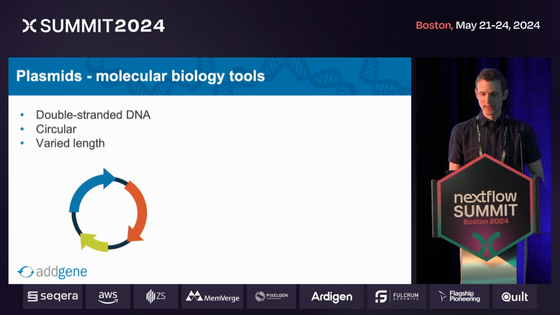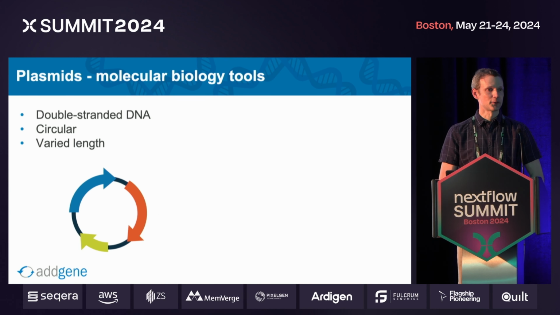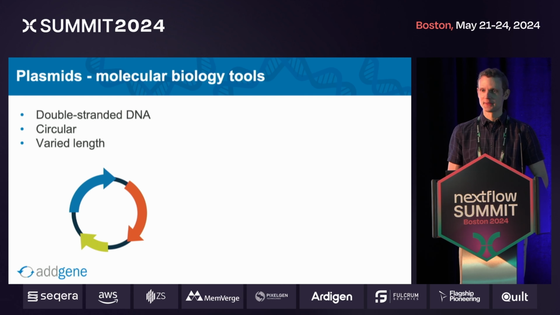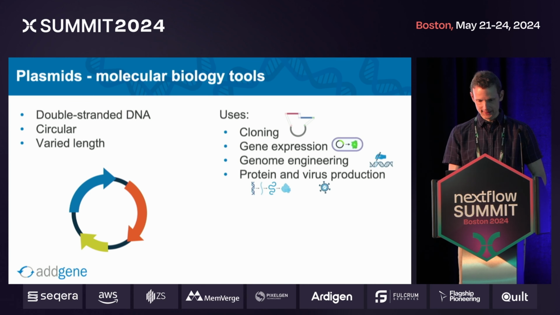So plasmids are just a really common tool in life sciences. They're double-stranded DNA sequences in a circular structure, and they're easily copied in bacteria. So really quick and easy to use in the lab. They range in size from a few thousand to tens of thousands of DNA bases, and they can contain repeated sequences or motifs in those sequences.